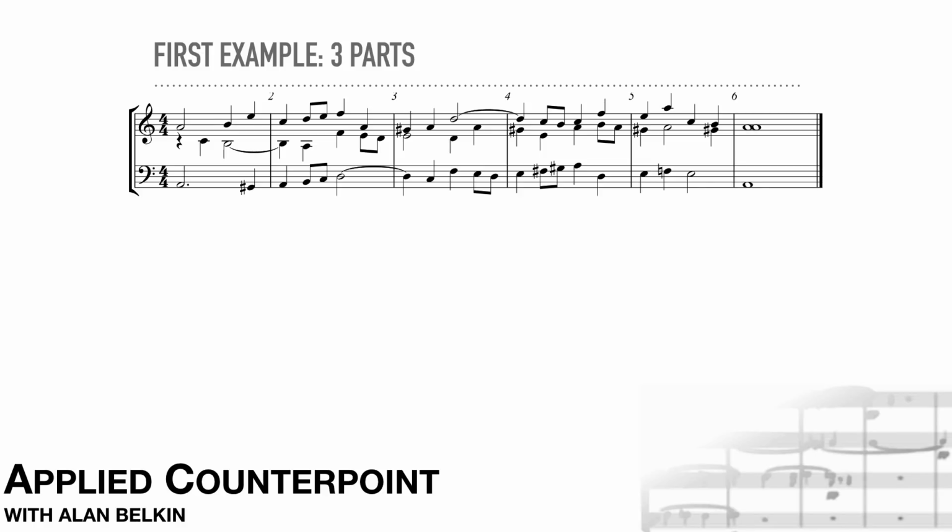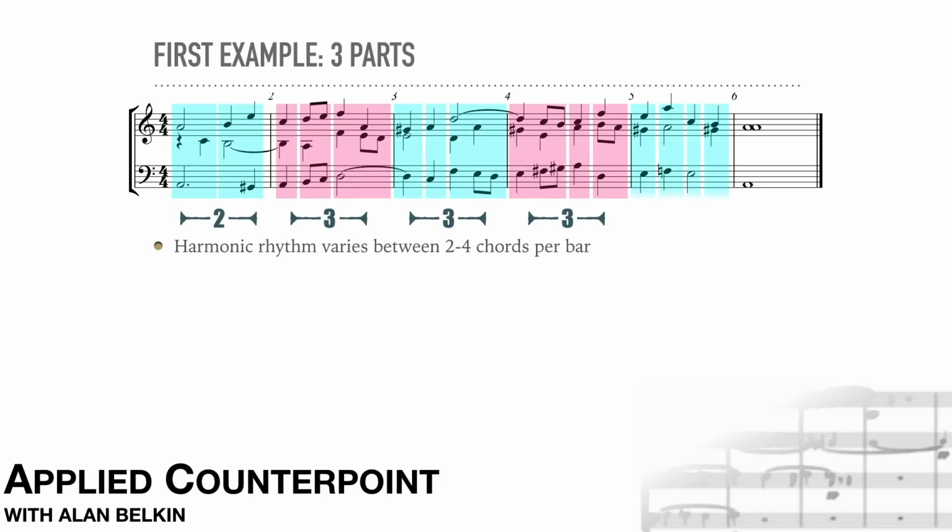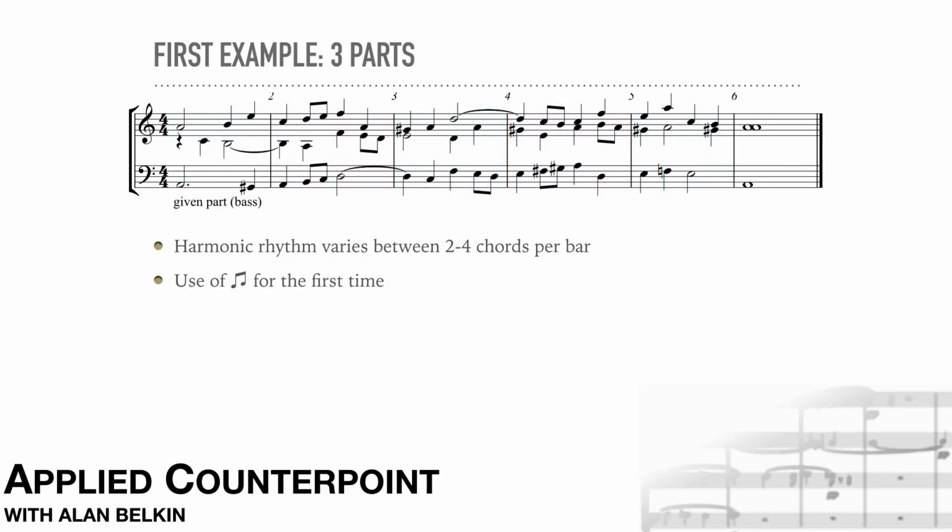Here's the first example in 3 parts. The given part is the bass. Here are the differences from CC's counterpoint. Some of them we've seen before in the last lesson, others are new here. First, the harmonic rhythm varies between 2 and 4 chords per bar. Second, we're now using eighth notes for the first time.